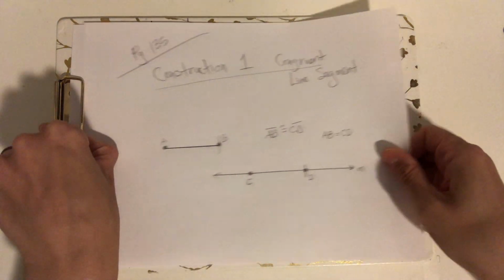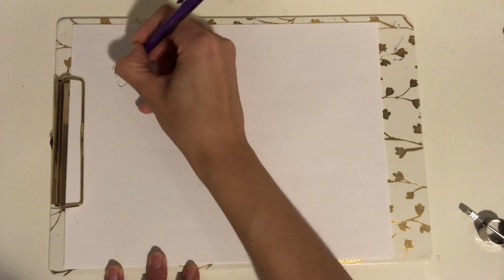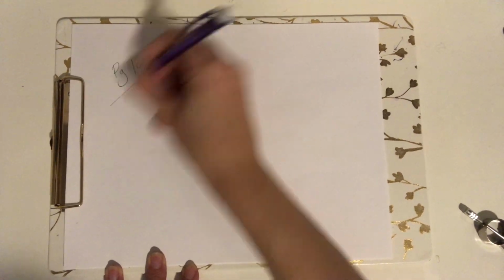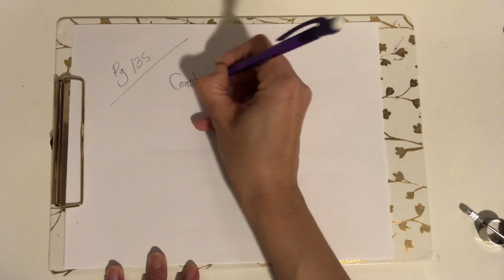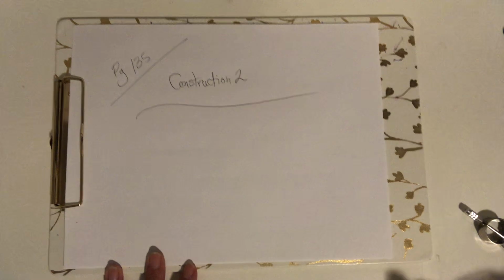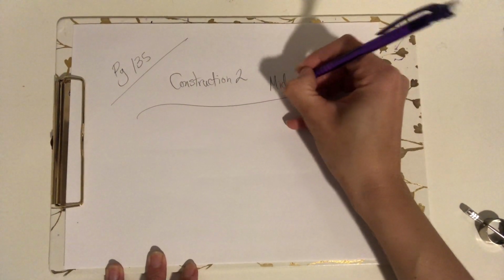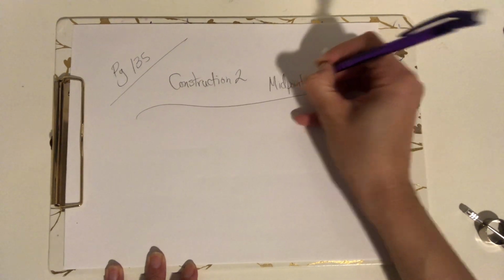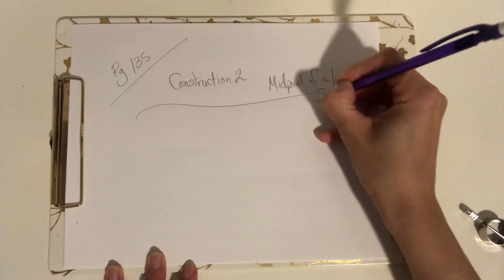I'm going to go ahead and give myself a new paper, and let's tackle construction 2 while we're at it. So we're still on page 135, and we're going to tackle construction 2, which is constructing a midpoint on a line segment. Midpoint of a line segment.